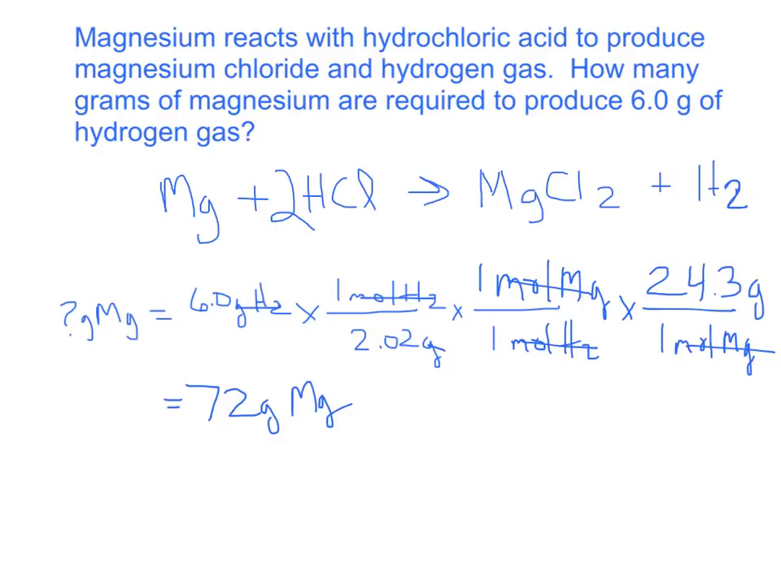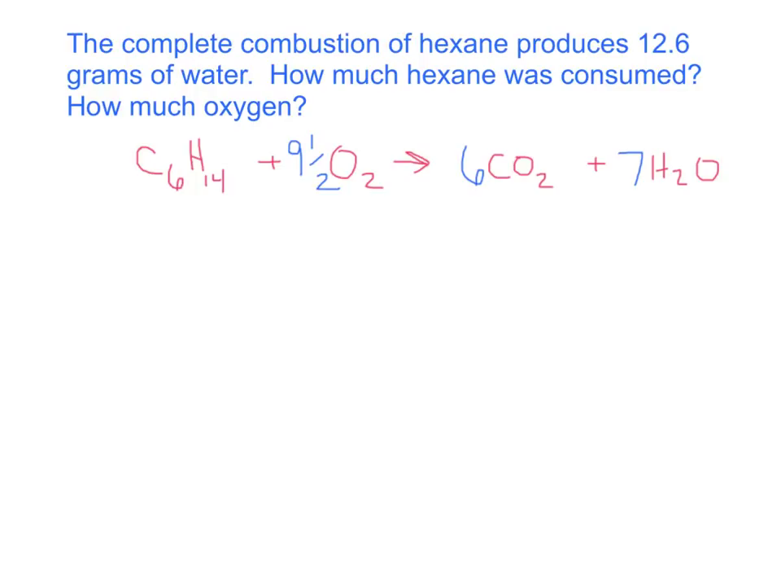All right, another practice problem. So now we've got a combustion reaction here. The complete combustion of hexane is going to give us 12.6 grams of water. And the question is asking how much hexane was consumed and how much oxygen was consumed. So what we know is our starting point is 12.6 grams of water. We'll fence post this one, Mr. Hunter.